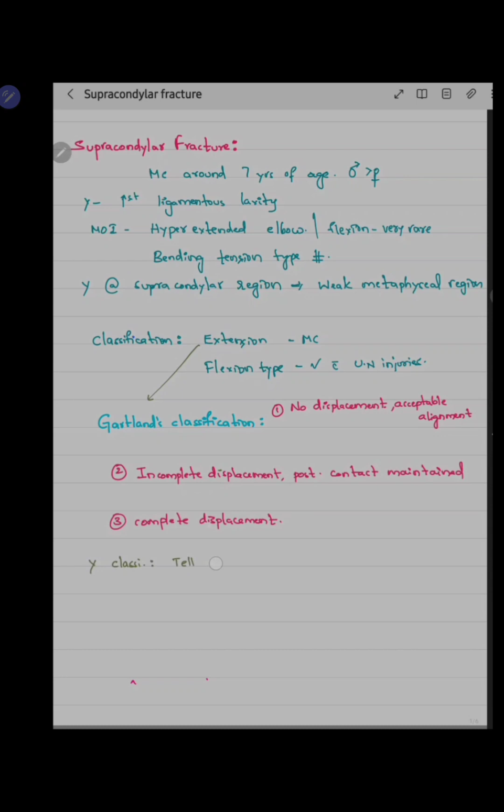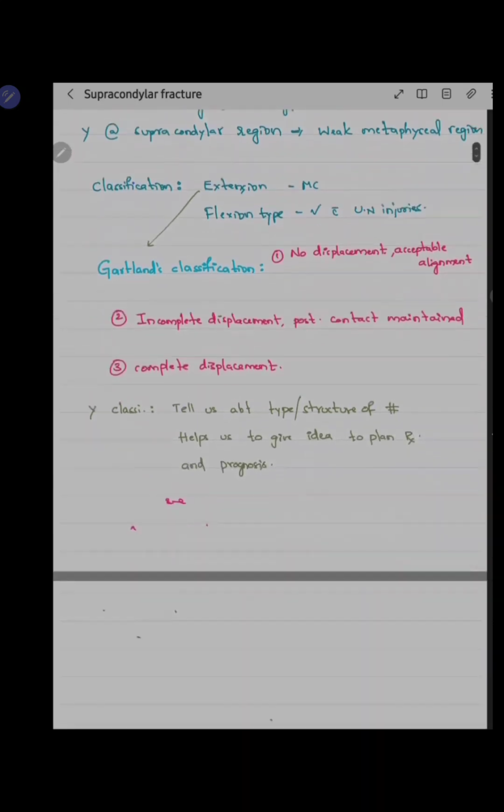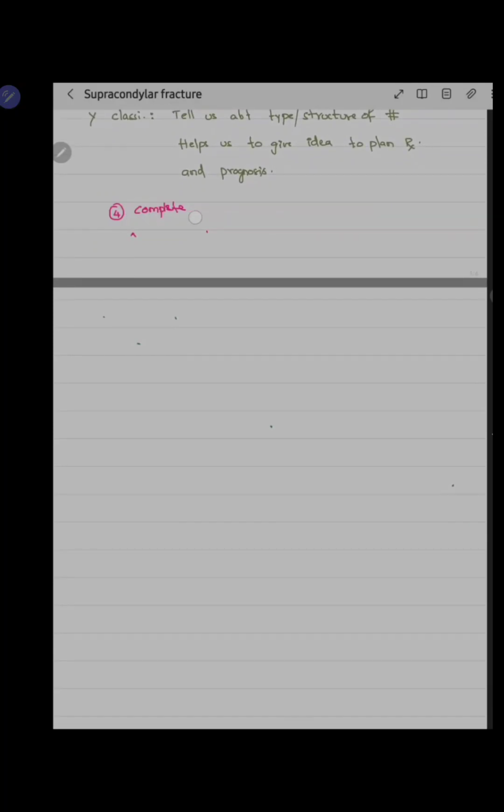So why do we need to do this classification? Because the classification tells us about the type and structure of the fracture. It tells us the way to reduce the fracture and also to treat it. So it helps us to plan the treatment and also lets us know the prognosis.